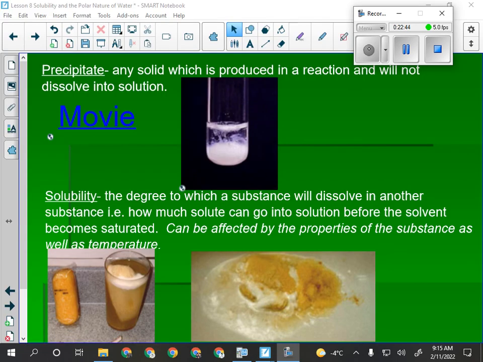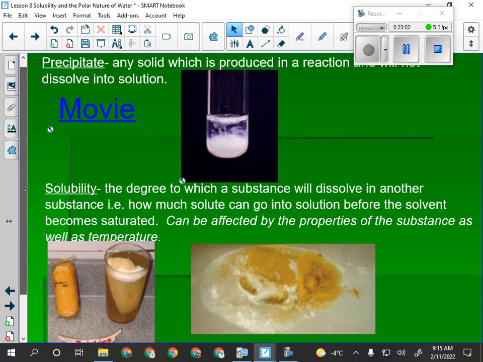All right, so that's what a precipitate is. If you ever hear the term precipitate, it means something that was formed in a reaction that is no longer soluble and thus forms a solid and either falls out of the solution or floats to the top. In either case, it separates from the rest.